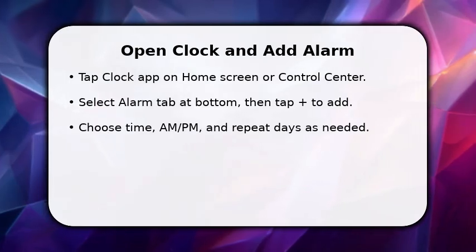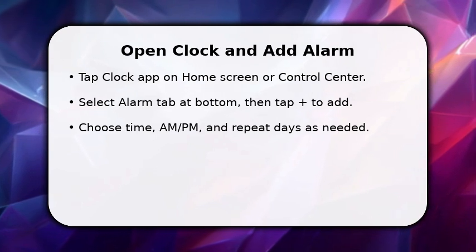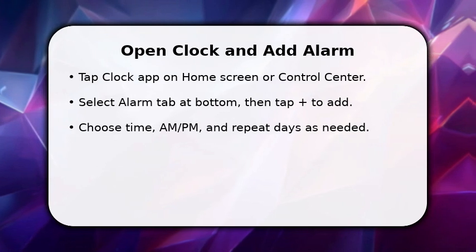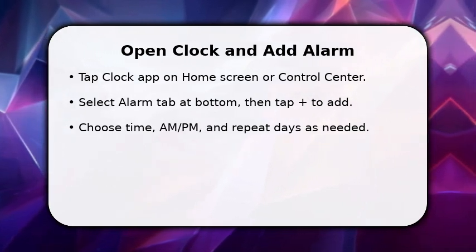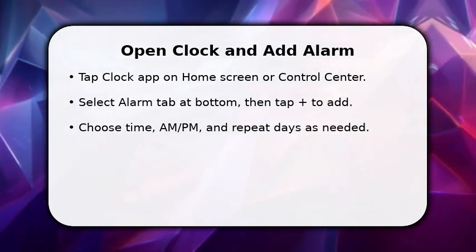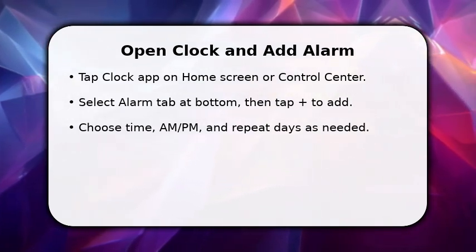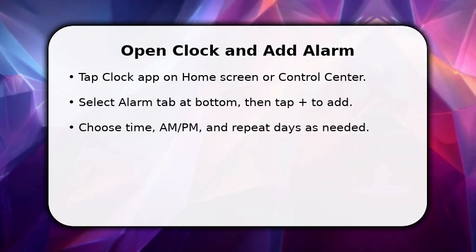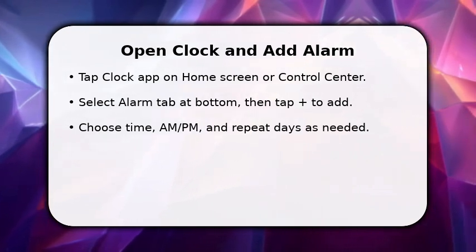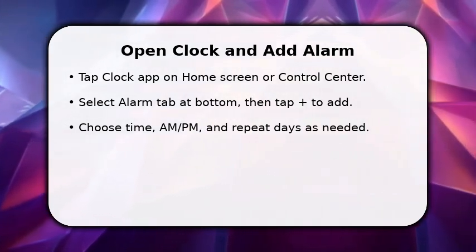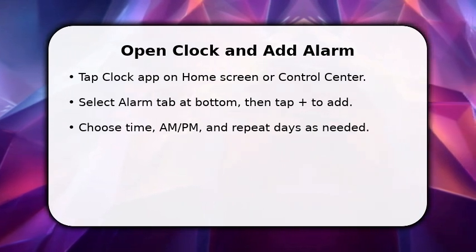You start by opening the clock app because this is the only built-in way to set an iPhone alarm. Tap Alarm at the bottom, then press the plus button to create a new alarm. Pick the exact time, toggle AM or PM, and select repeat days if you need a recurring alarm. Once done, adjust the label so you know why it rings and pick a sound. This helps you recognize the alarm quickly without unlocking.